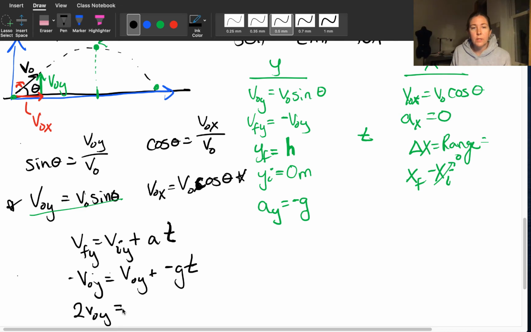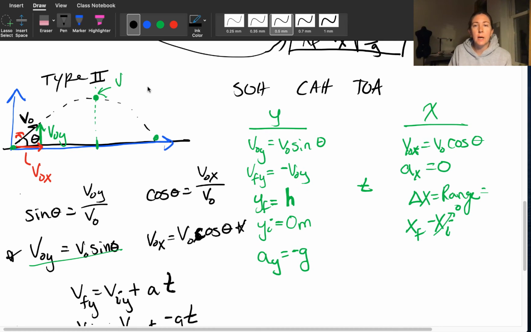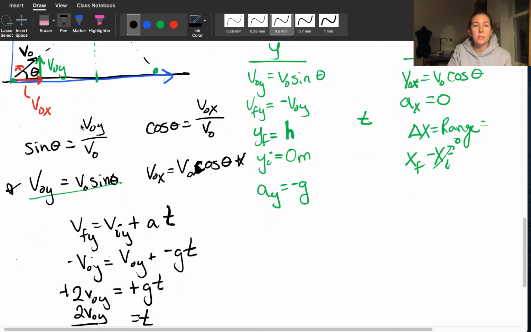Velocity and initial velocity in the y direction is g times time, here and here. So our total time in the air is going to be 2 times the initial velocity in the y direction over g. This means that half the time in the air, the time it takes to get to the top here, is going to be half of this time.